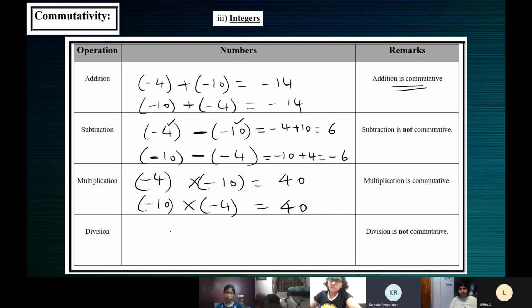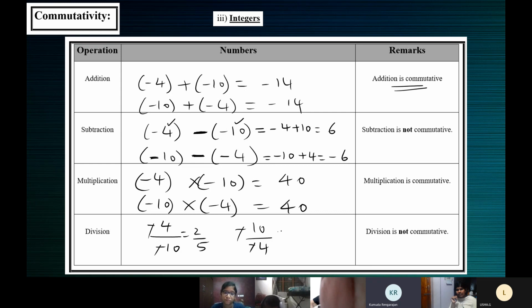I'll take the same two integers and I'll divide them in different orders. First I divide like this, then I divide like this. And here minus gets cancelled. The result is 2 by 5. While here also minus gets cancelled, but the result is 5 by 2. The answer is not the same in both the cases. So division is not commutative.